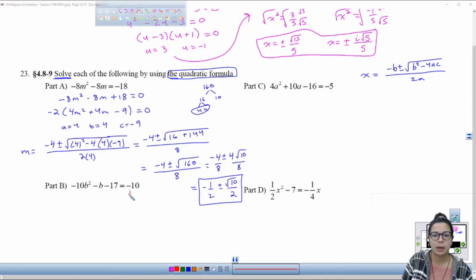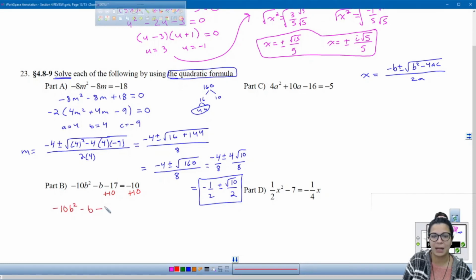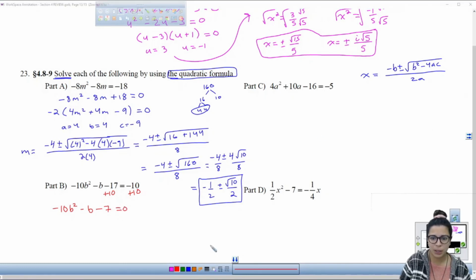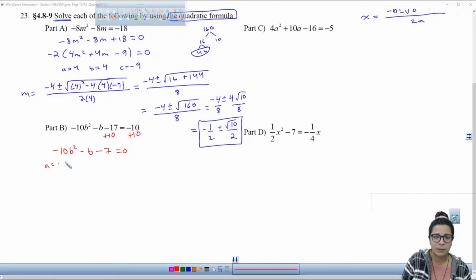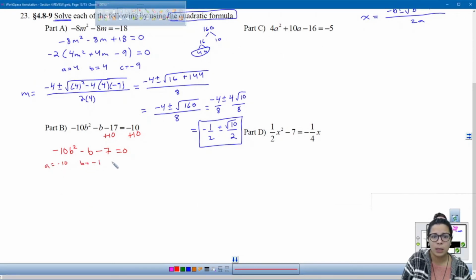Same thing, we need equals 0, so I'm going to add 10 on both sides. So we get negative 10b squared minus b minus 7 equals 0. And on this particular one, we cannot factor out any GCF. So a is negative 10, b is negative 1, and c is negative 7. Here the variable is b, right?